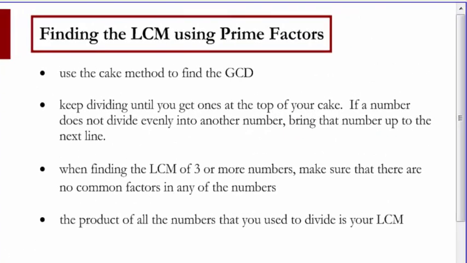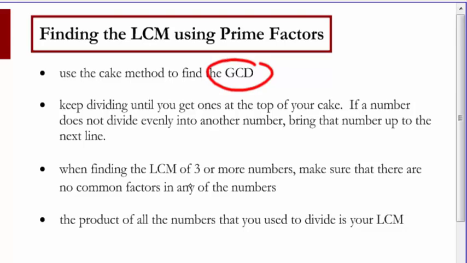First, we're going to use the cake method that we did to find the greatest common divisor. So we're going to start off doing the same thing, set up our numbers in a cake, and do exactly the same thing that we did when we were looking for the greatest common divisor. And then we're going to keep dividing until we get ones at the top of our cake. And remember, if a number does not divide evenly into another, we just bring that number up to the next line, and you'll see some examples of that.